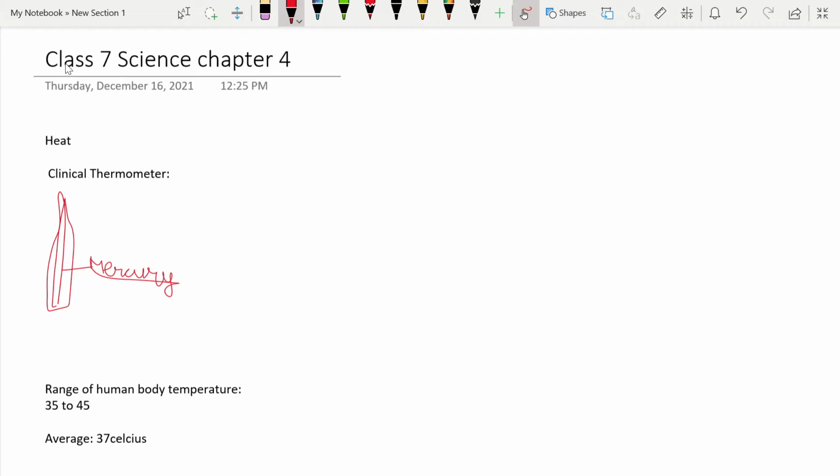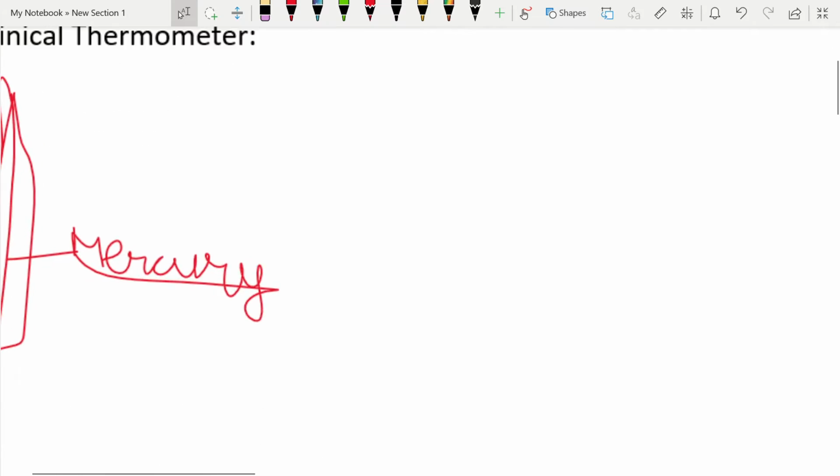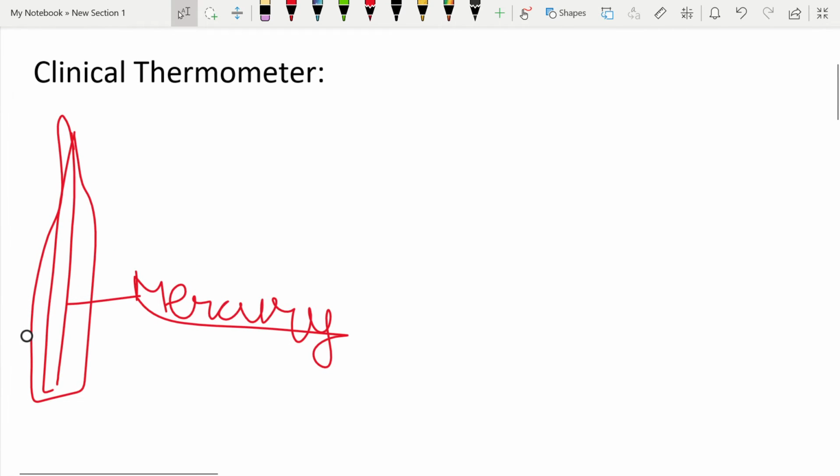So here is a diagram. Let me just zoom in a little bit. Here's a diagram of what a thermometer looks like. It's a glass tube filled with a liquid called mercury. Now mercury rises when there is heat. That's how we can measure our temperature through mercury.